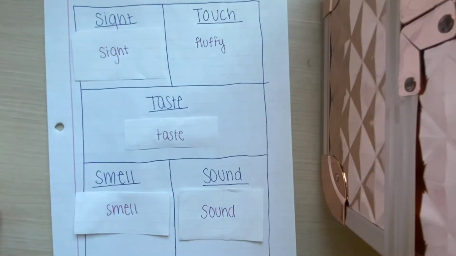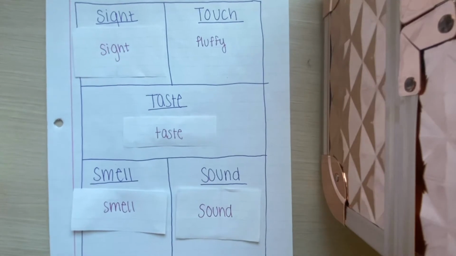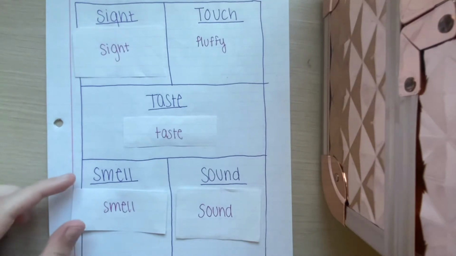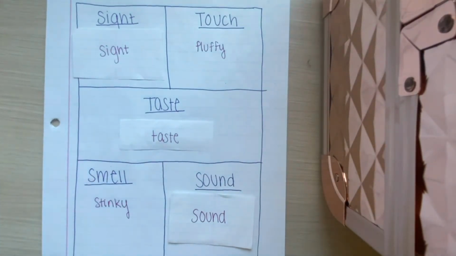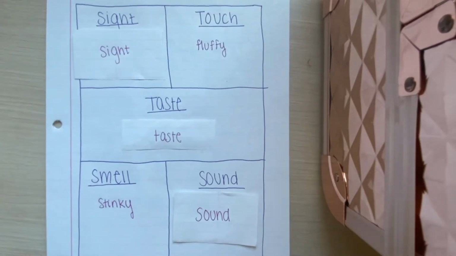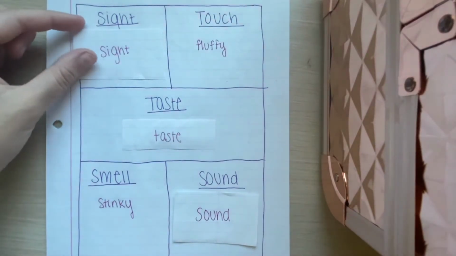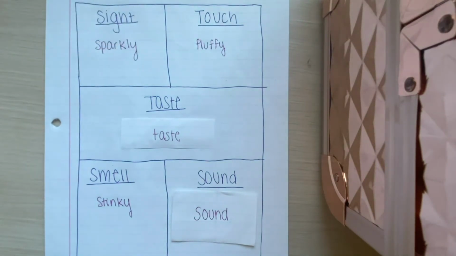The second word is stinky. Ew, the rotten eggs are so stinky. That is something that we smell, meaning it'll go under smell. The third word is sparkly. The diamonds sparkled in the light. They were so sparkly. That is something that we can see. That would go under sight.